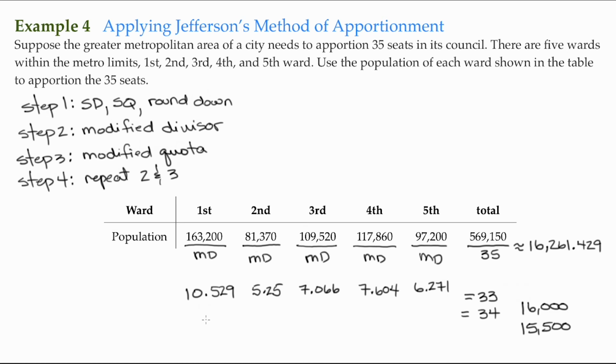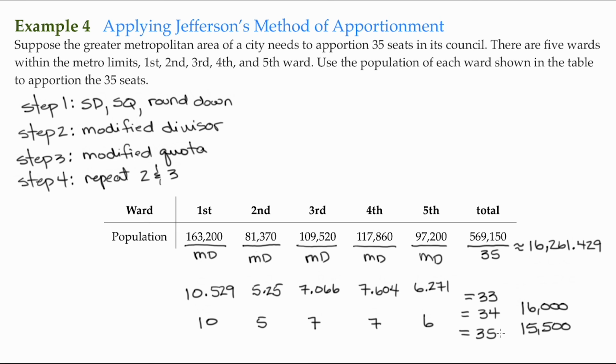Round down to 10. Round down to 5. Round down to 7. Round down to 7. And finally round down to 6. 10 and 5 is 15, and 7, that's 22, and 7 more, that's 29, and 6 more, and there we have it. There's our 35 seats.